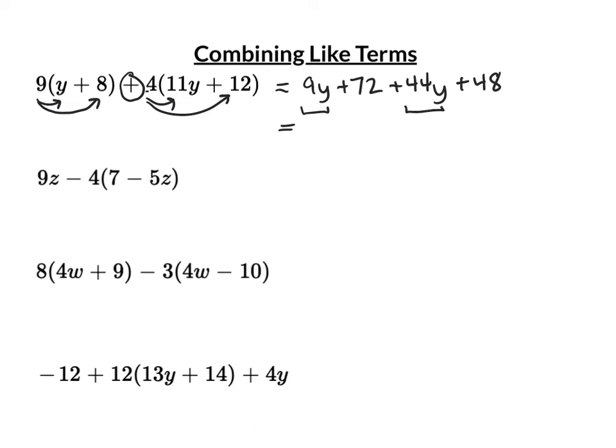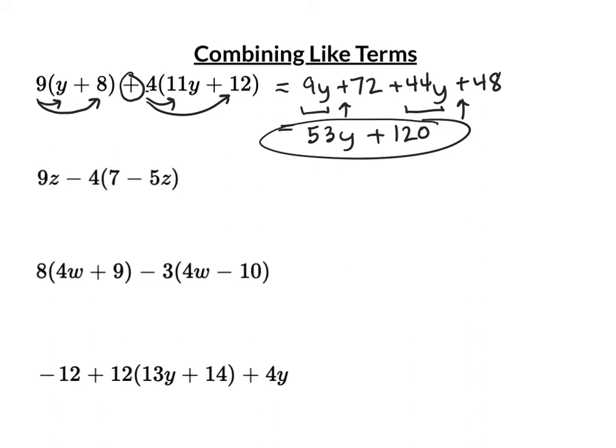9y and 44y make 53y. And pay attention to the signs. This is a positive 72 and a positive 48. And 72 plus 48 is 120. So my final answer there is 53y plus 120.